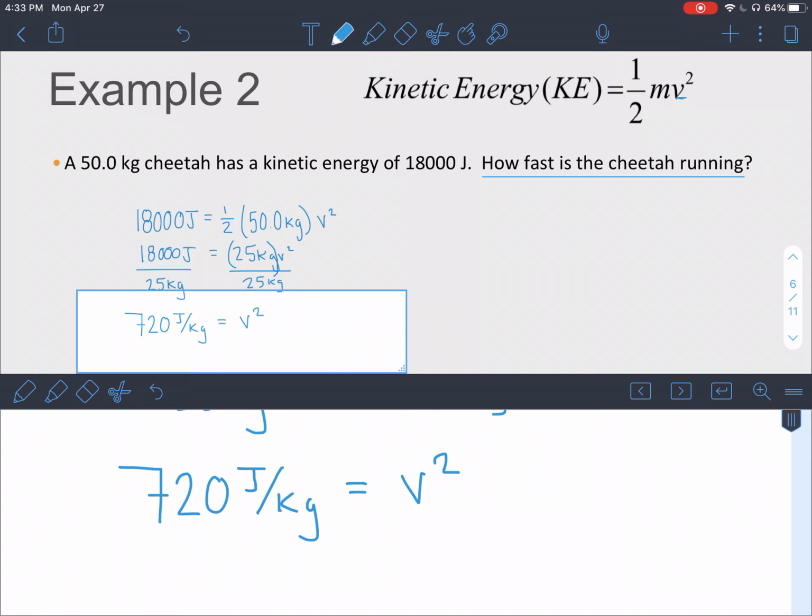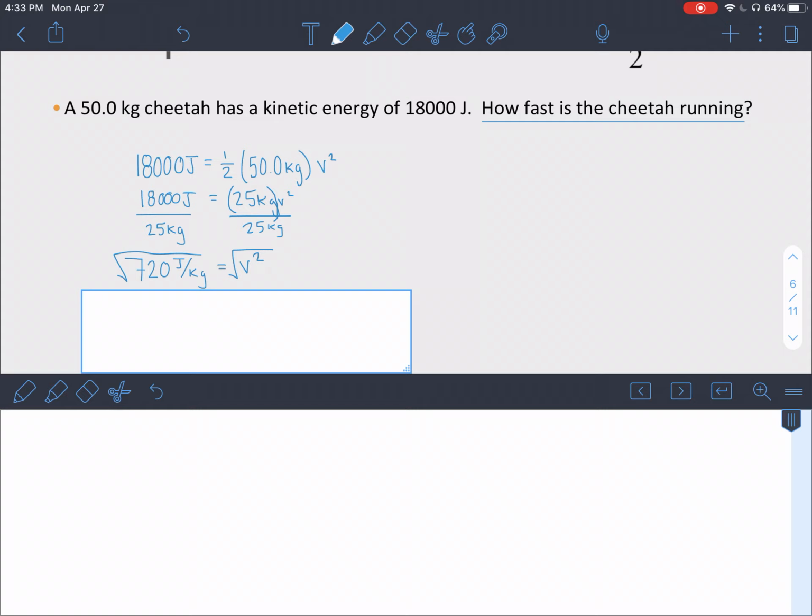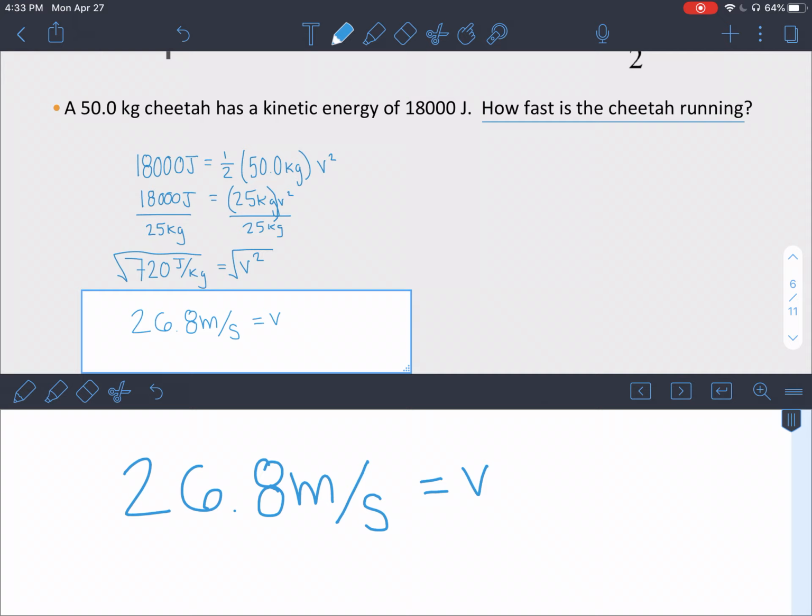Now, we don't have velocity yet because of that squared. So just like with solving for c in the Pythagorean theorem, once you get to the end, square root both sides, and your velocity will be equal to about 26.8 meters per second.